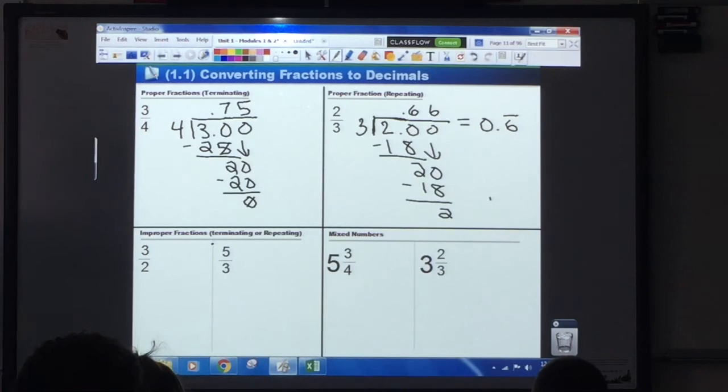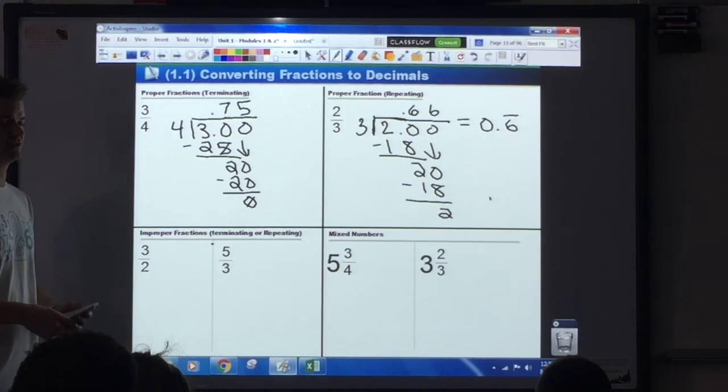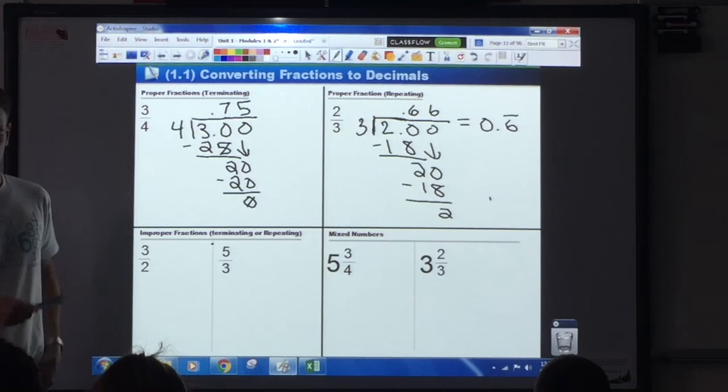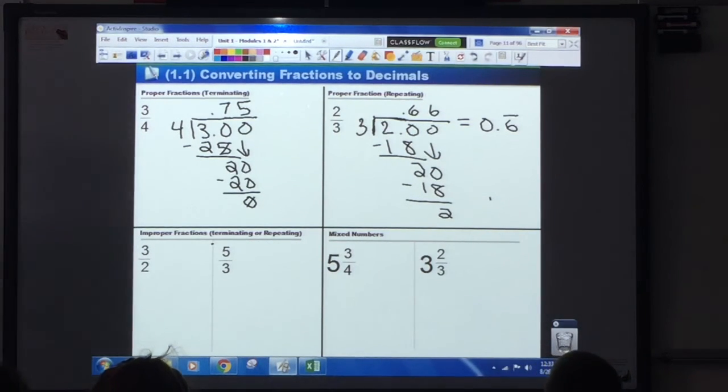So terminating, repeating, there is a difference. Those are proper fractions. Improper fractions are done the same way. We have 3 over 2.